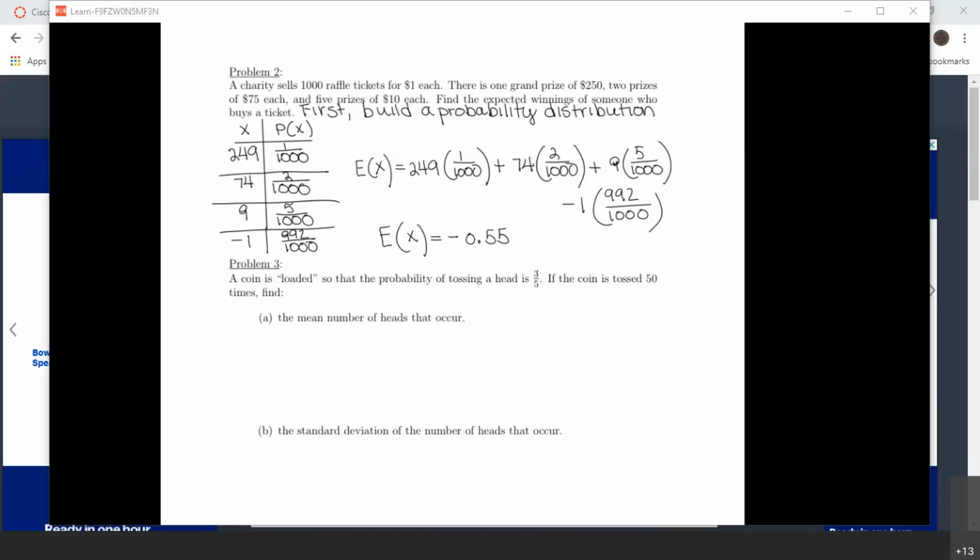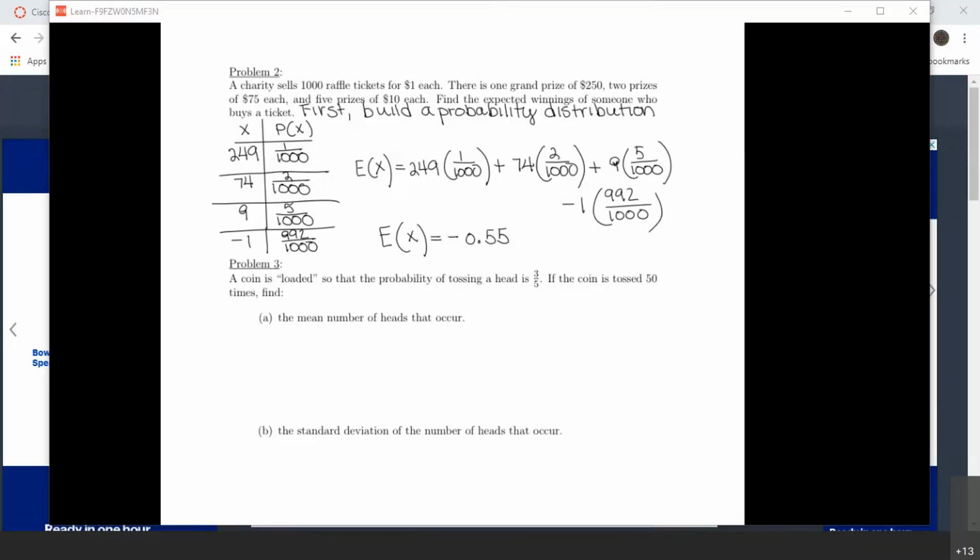It makes more sense to look at it from the point of view of the charity. On average, the charity made 55 cents on every ticket they sold. If they sold all 1,000 tickets, they made 550 bucks. That's pretty much what it means. You don't necessarily lose that amount every time you play, but if you play often enough, on average, you would lose that amount. Part of what's hard to understand in statistics is the concept of an average over a large number of trials, or a large enough population, large enough sample.